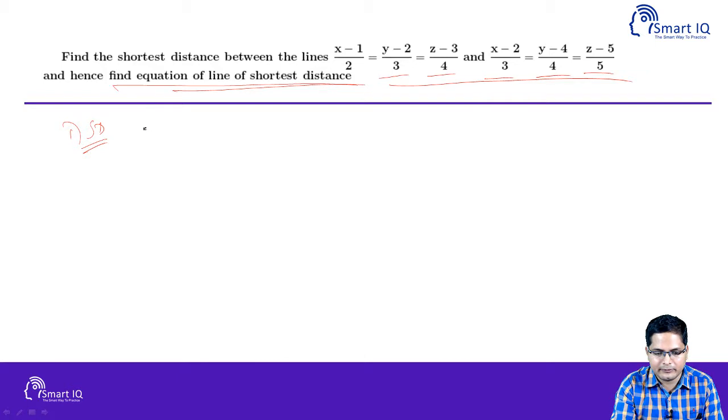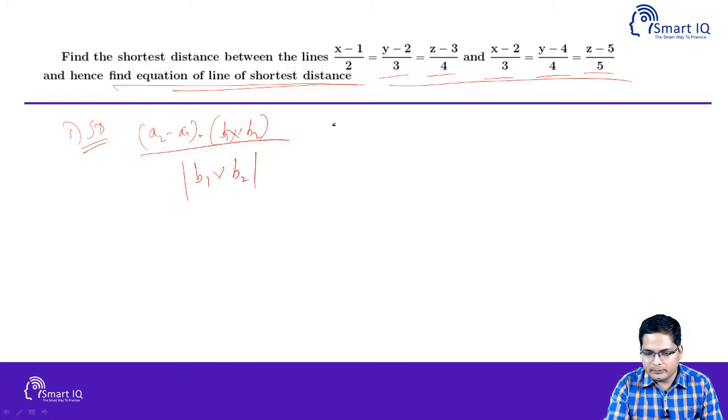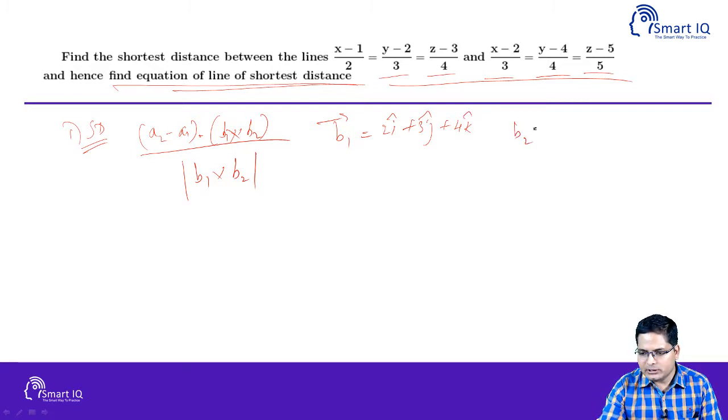So what is the formula we have written? (A2 minus A1) dot (B1 cross B2), divided by mod B1 cross B2. What are B1 and B2? B1 is the direction of the first line. What is the direction? 2 i cap plus 3 j cap plus 4 k cap. This is the direction of B1. B2 is basically 3 i cap plus 4 j cap plus 5 k cap.